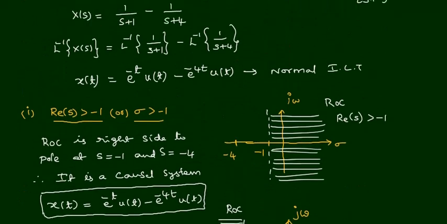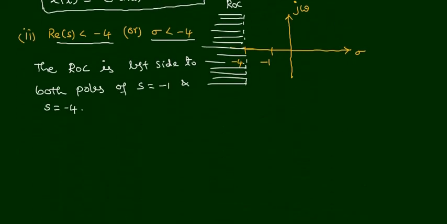So we identified the normal inverse Laplace transform, e power minus t u of t minus e power minus 4t u of t. Now we change the polarities, so before e and in the unit step case, we negate the function. So that is the inverse Laplace transform for the given ROC, x of t equals to.